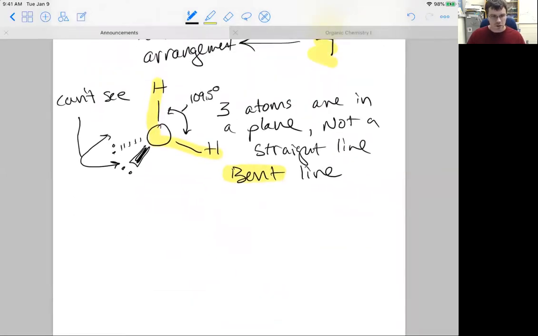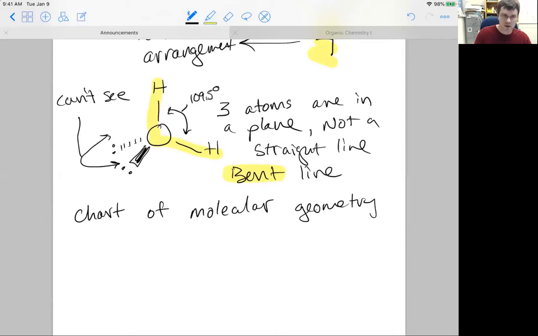So what we're left with is a little chart of molecular geometry, where we have the number of groups, and let's even use that word, things. In every case here, this is going to be 4.